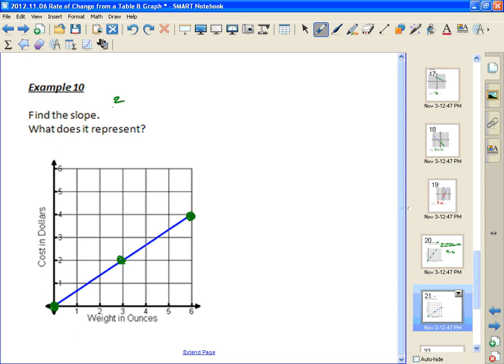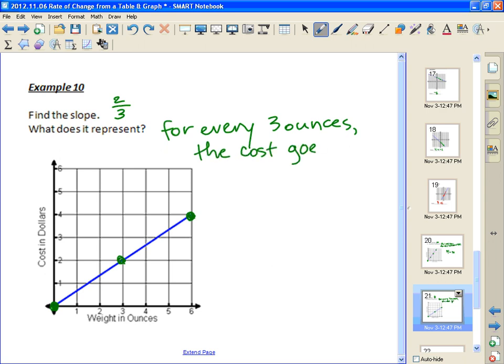So the slope is 2/3, and it represents that for every 3 ounces, the cost goes up $2.